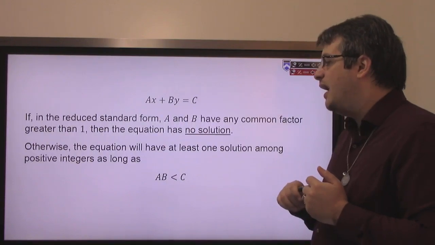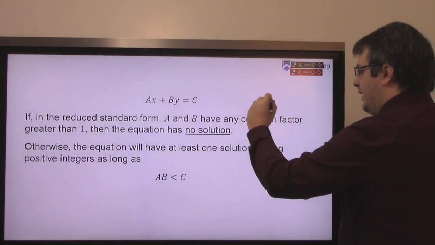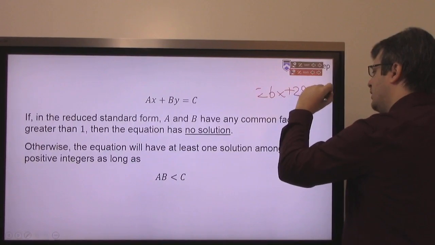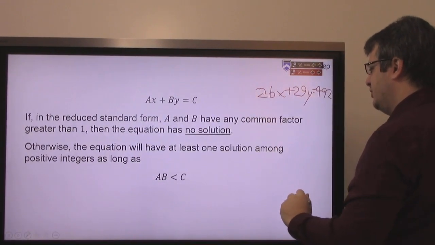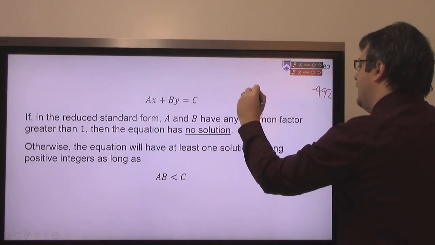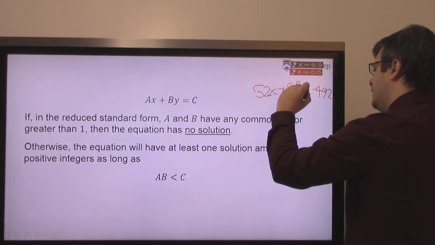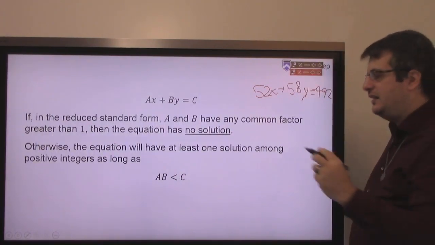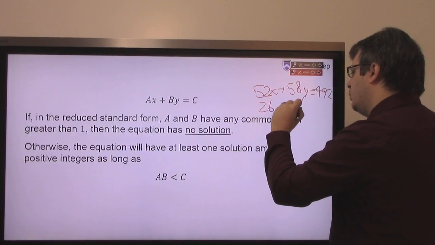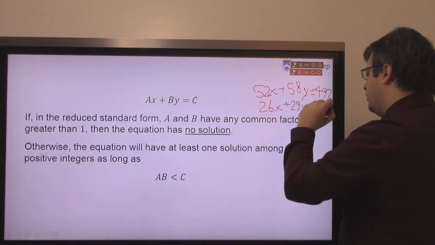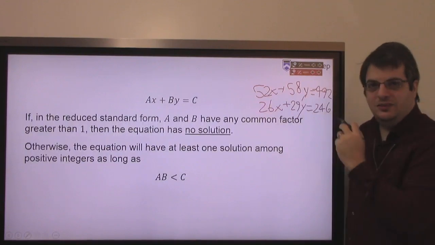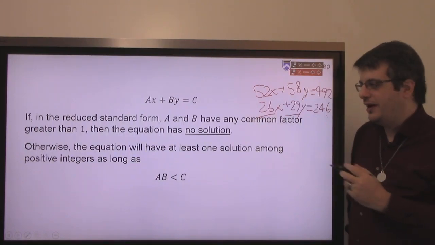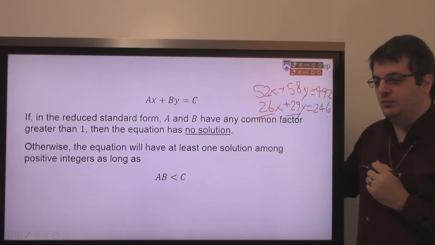Okay? Now, interestingly, going back to the first problem we had, 26x plus 29y equals 492, that one could be reduced. It could be reduced by a factor of 2. I'm sorry, 52x plus 58y equals 492. When you reduce it, you get 26 and 29. If you take a 2 out, 26x plus 29y equals 246. This is reduced, but these guys are much larger than this, right? The product of A and B is greater than C. 26 times 29 is much more than 246.